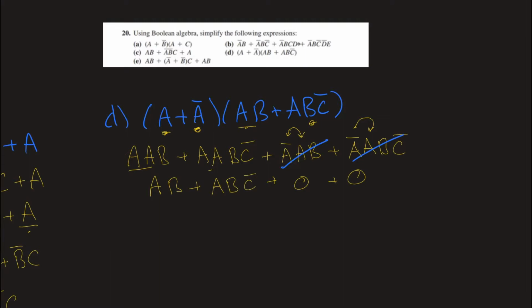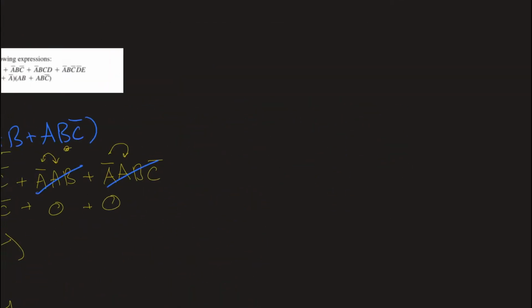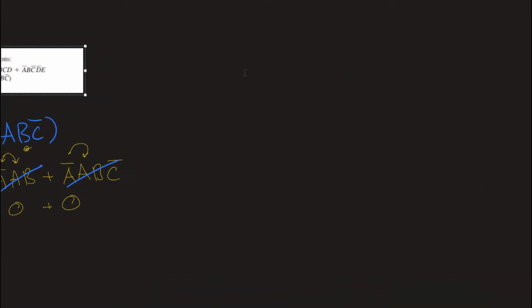And again, now notice that we have A, B in both, so I can pull that out. And so if I pull that out, I have A, B ANDed with 1 or C naught. And again, this just becomes 1. So AB ANDed with 1. And remember, anything ANDed with 1 is just AB. And so that's that one. One more. Let's check this last one.